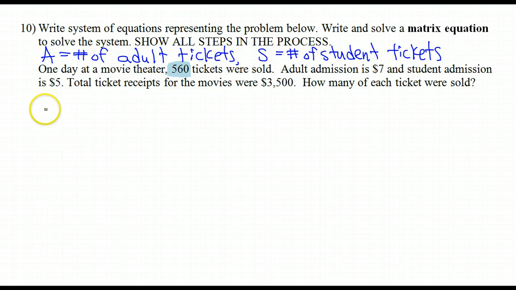Yeah, hopefully you just sat there and said, well, Mr. Burton, it occurs to me that A plus S should equal 560. If you said that, then you were right. Of course. I've got two kinds of tickets. This number of tickets plus the other kind of tickets have to add up to the total number of tickets that were sold. So boom.